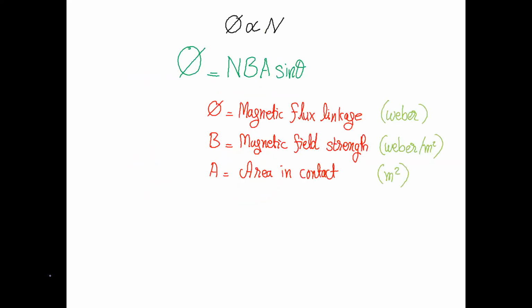Now, phi, magnetic flux, is directly proportional to the number of turns. Greater the number of turns, greater is the magnetic flux linkage. So when you increase the number of turns, you will get more flux linkage. Now you have to copy this screen.